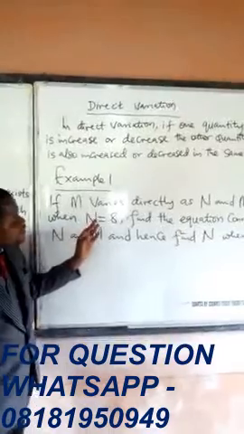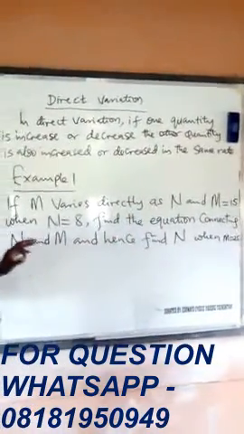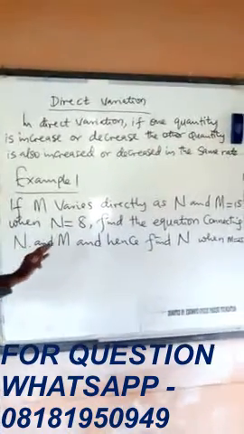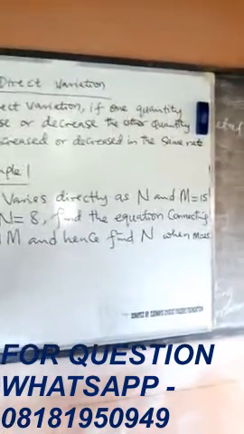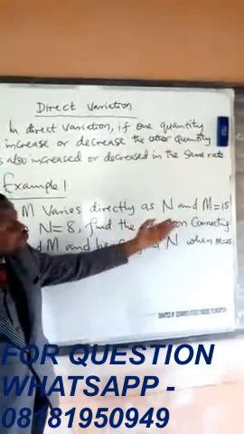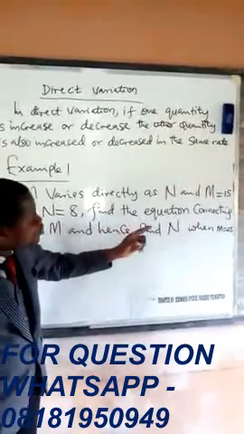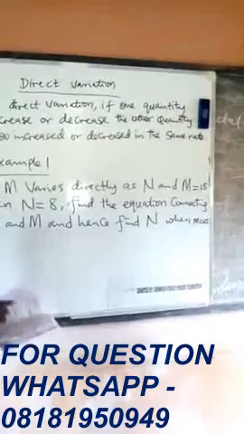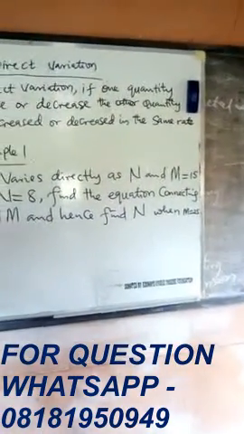If m varies directly as n, and m equals 15 when n equals 8, find the equation connecting m and n, and hence find m when n is 25. I repeat the question again. If m varies directly as n, and m equals 15 when n is 8, find the equation connecting m and n, and hence find m when n is 15. So get your biro, get your paper once again. Let's solve it together. Solution.